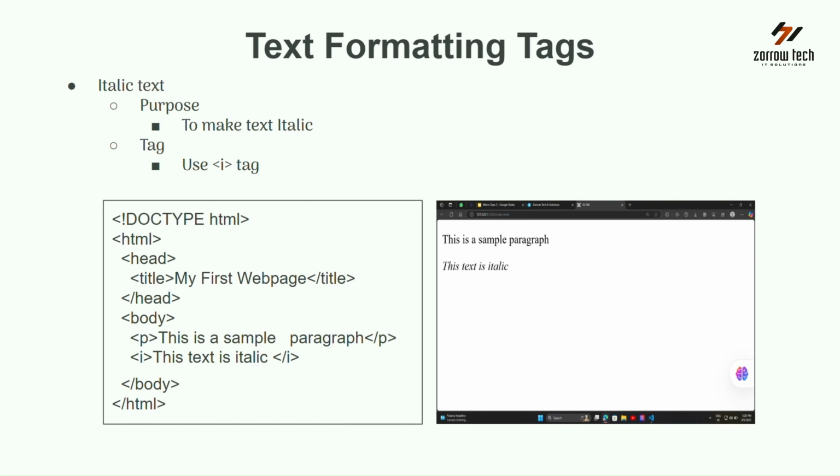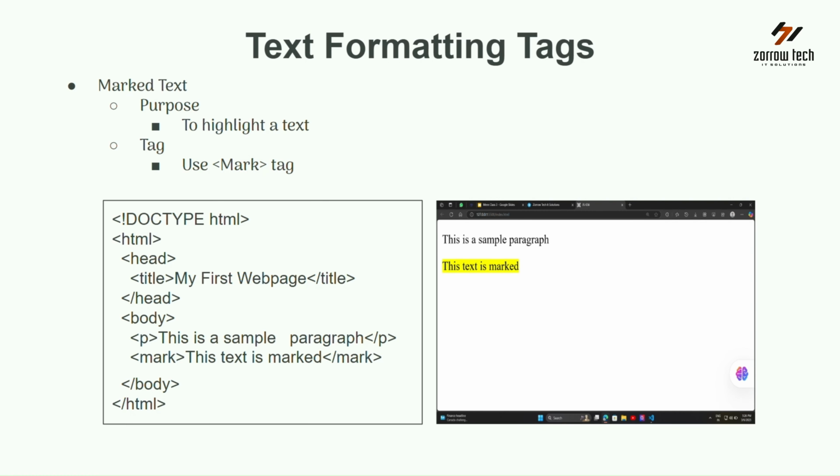Italic text. To make text italic, use the I tag. This is often used for stylistic purposes, like emphasizing a word or phrase. For example, "This text is italic." Emphasize text. For text that needs emphasis, use the EM tag. Like the strong tag, it adds semantic meaning, making it clear that the text should be emphasized. For example, "This text is emphasized."